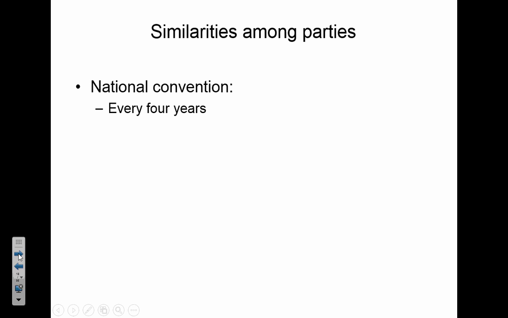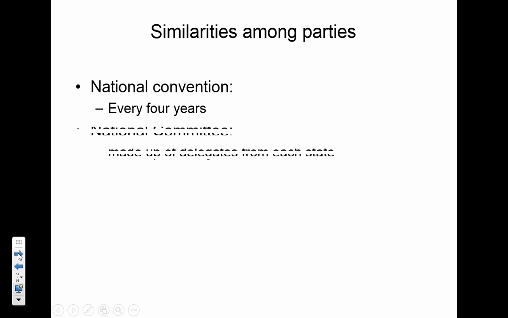When we look at political parties, we see that there are some similarities, especially with the two major ones. Okay, the fact that they hold a convention every 4 years, which we briefly talked about, and that they have a national committee.